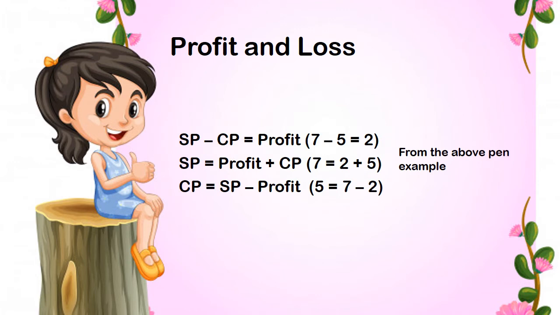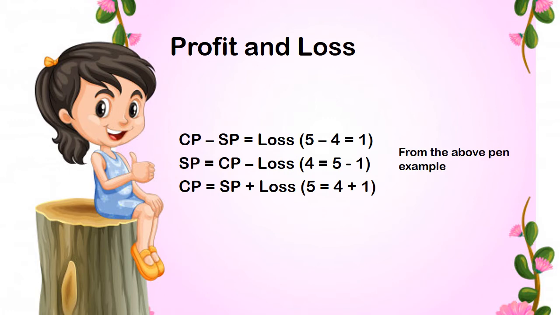Selling price minus cost price is equal to profit. Selling price is equal to profit plus cost price. Cost price is equal to selling price minus profit. Cost price minus selling price is equal to loss. Selling price is equal to cost price minus loss. Cost price is equal to selling price plus loss.